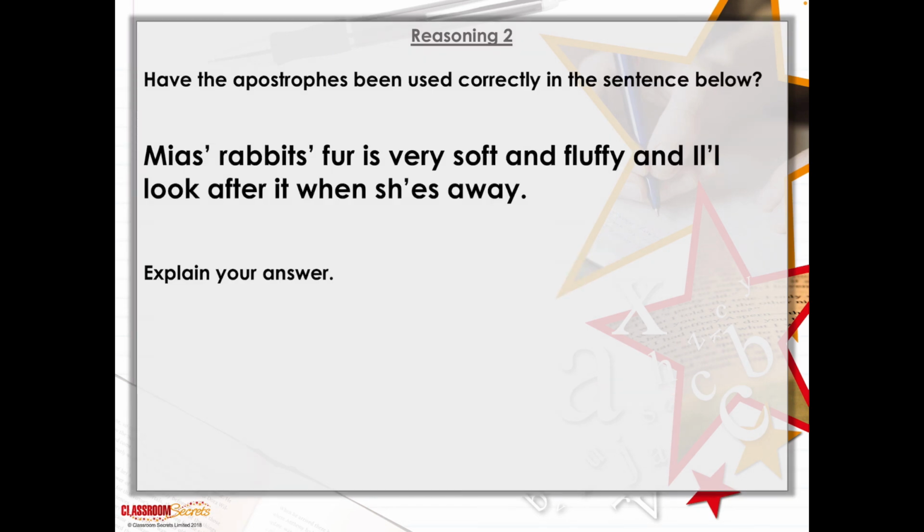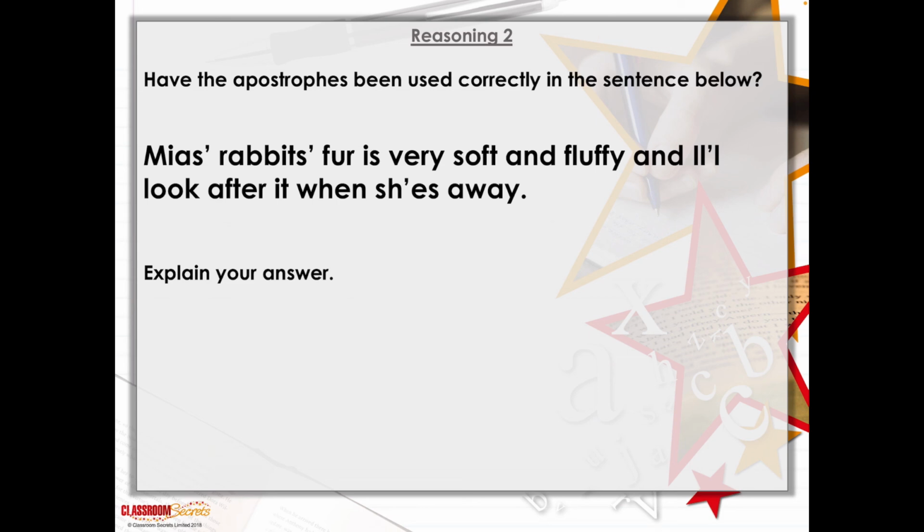Have the apostrophes been used correctly in the sentence below? Mia's rabbit's fur is very soft and fluffy, and I'll look after it when she's away. Now here, Mia is one person, so the apostrophe is in the wrong place. It needs to go before the S. And we're talking about her single rabbit, her one rabbit. So again, the apostrophe shouldn't be at the end of the word. It should be before the S.